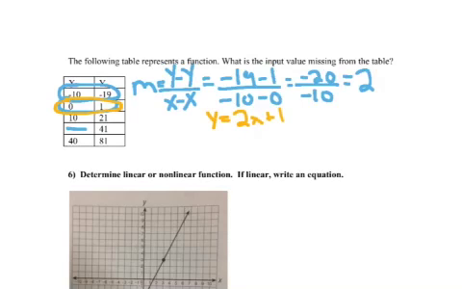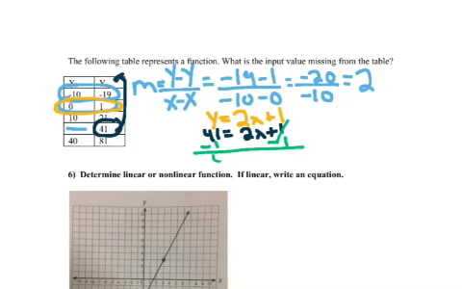But I'm not done yet. I have to plug in this value. This value is my y value because it was in my y column. So 41 is equal to 2x plus 1. I'm going to solve this just like what we did at the beginning of the year. So I'm going to subtract 1 from both sides. I would have 40 is equal to 2x. Divide every single thing by 2, and in this case, x, or my input, would be 20.